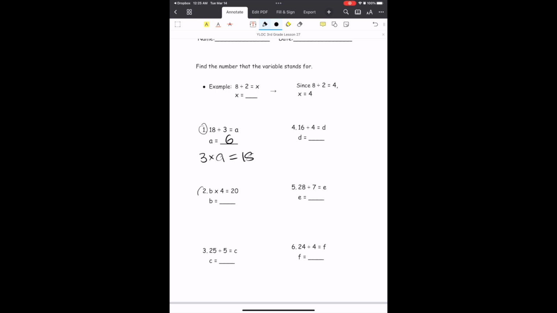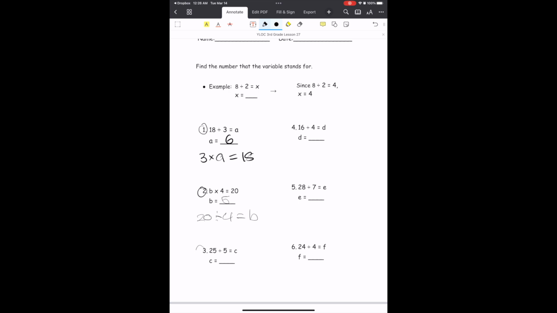2. B times 4 is equal to 20. Again, this may look hard, but actually this one should be pretty easy. It's just B times 4. And what times 4 is equal to 20? Well, that would be 5. But if you know your division, but not your multiplication, you can always do 20 divided by 4 is equal to B. And then your answer should be 5.